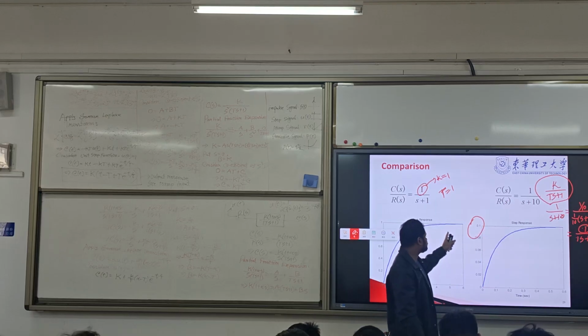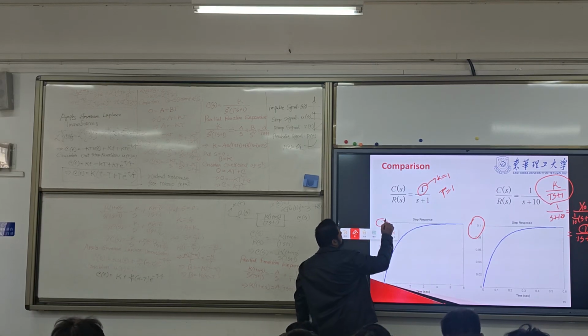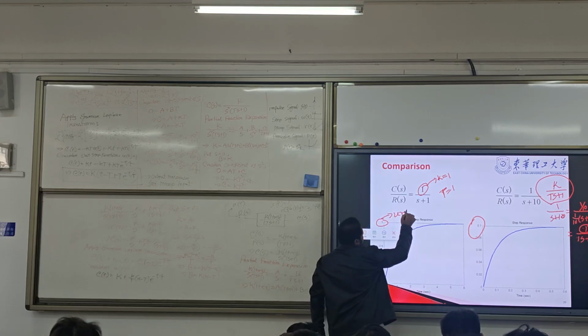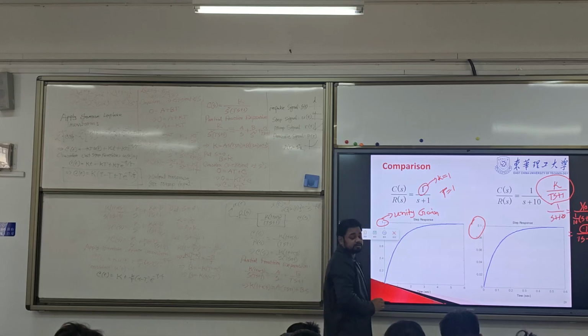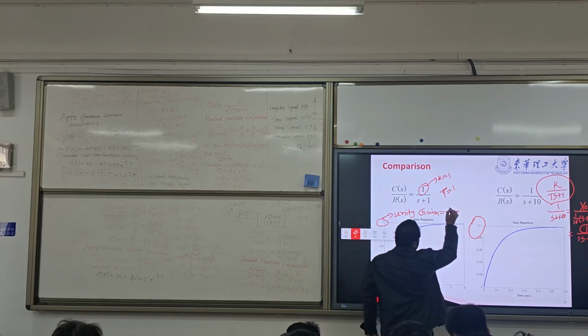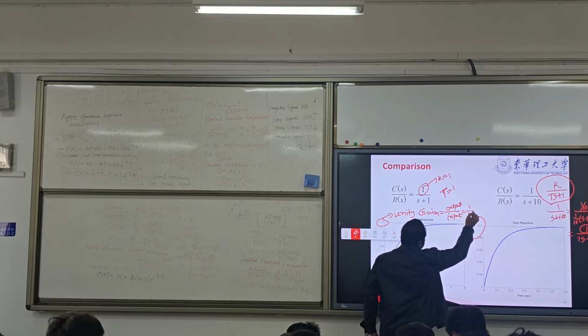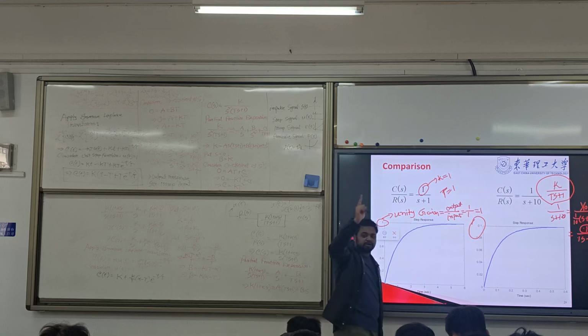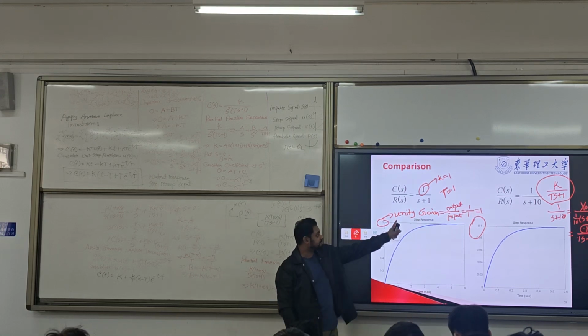Here K is 1. This is called unity gain. Why? Output by input is equal to 1 by 1, which is 1. Output 1, input 1. That is called unity gain. You see, that's why you got 1.